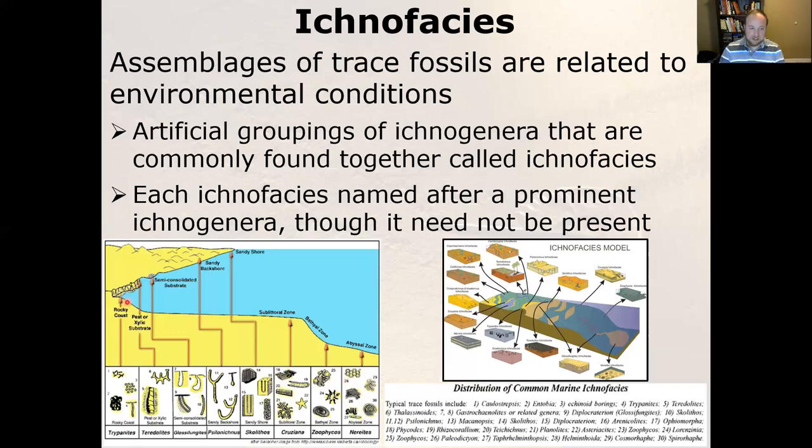And so we kind of group them based on the substrate. So these ones vary based on what kind of substrate there is, and these vary more on what the environmental energy is. And so it kind of forms a matrix. And it doesn't just work in the marine environment like this, it can be extended to the terrestrial environment as well. And so there are all these different terrestrial ichnofacies as well. So it's very powerful, very interesting.